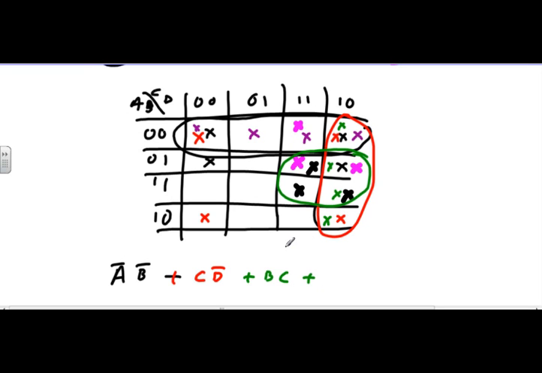How can you tell it's BC from those four? Because here the B's are 1. See those B's are 1? Yeah. And the C's are 1. Okay. That's how I can know it's BC.